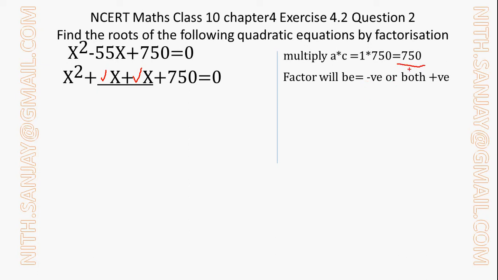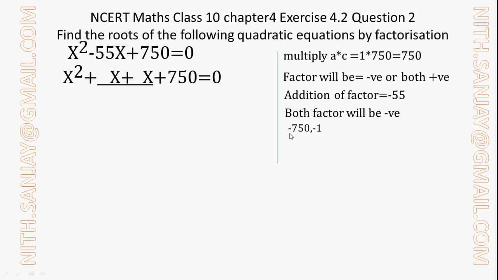Positive multiplication is possible only when I multiply either two negative numbers or two positive numbers. Now because the sum has to be minus 55, meaning the sum has to be negative, both the numbers should be negative, because I will get a negative sum only if I add two negative numbers, right? Now I will start listing factors of 750. I am taking negative numbers because both the factors will be negative.